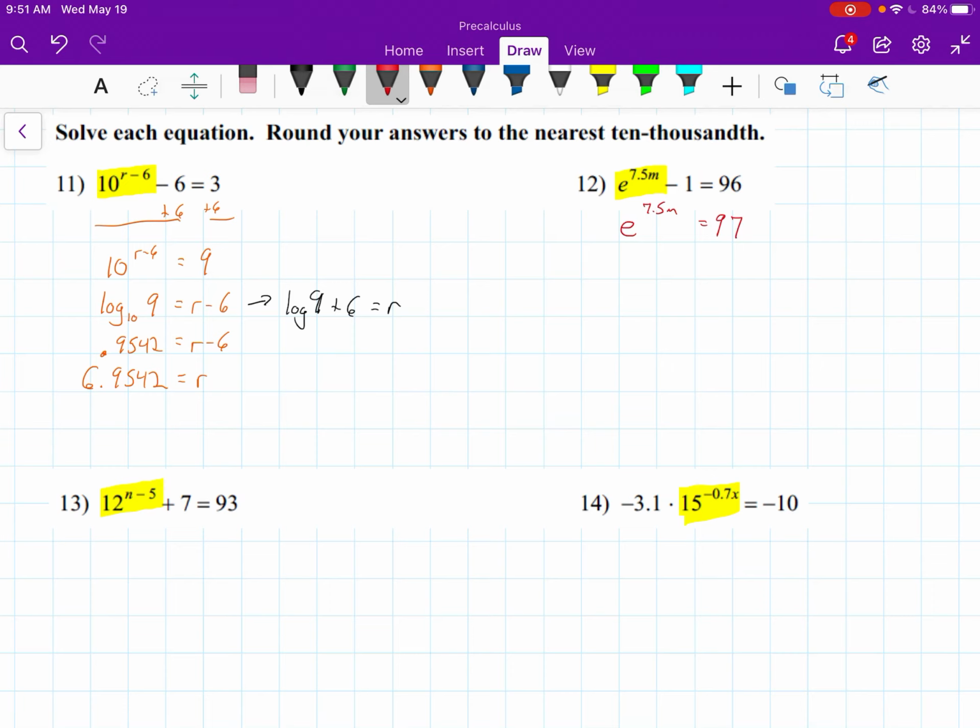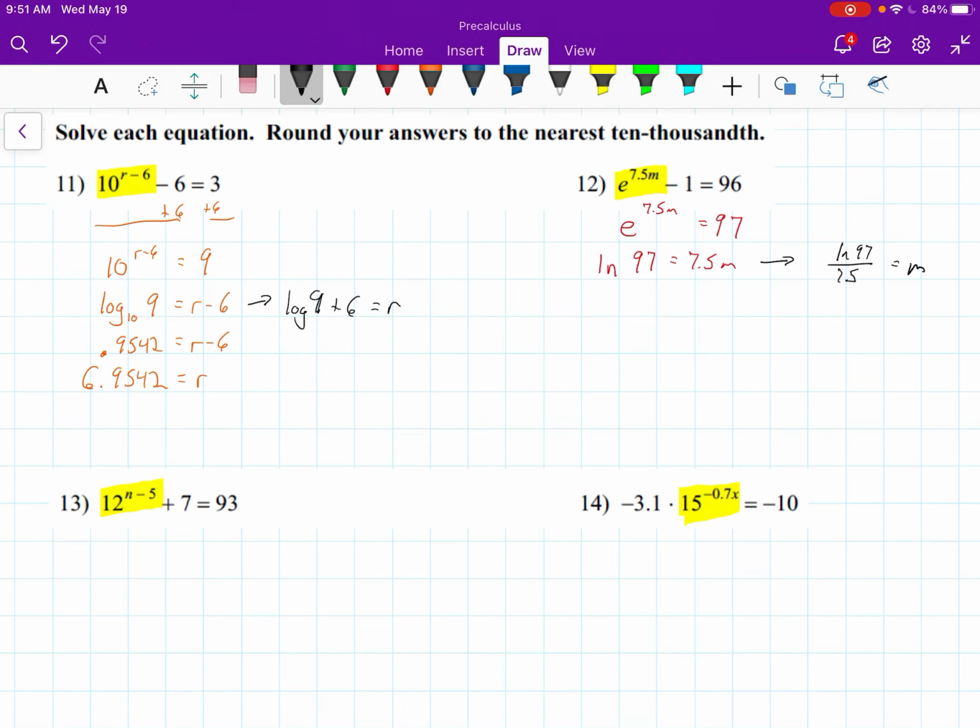And since this is e, we can just go ahead and change to log form, log base e, which is just natural log, the shortcut for that, of 97 equals 7.5m. Same idea here. We could just divide by 7.5 and get an exact answer. So that's kind of what I did over here with the arrow earlier in the other one. So we would get m is equal to natural log of 97 over 7.5.